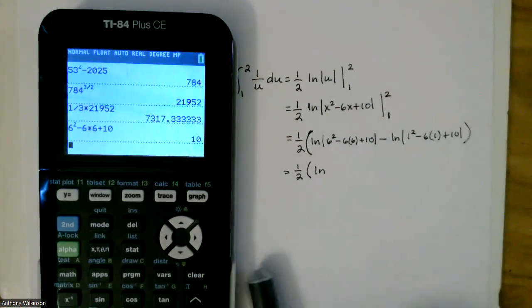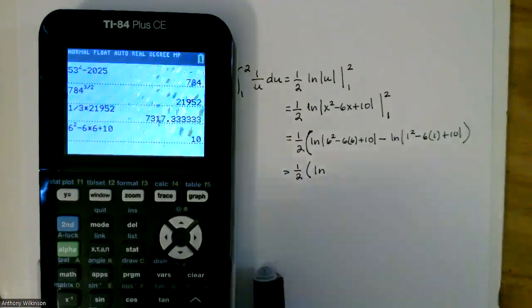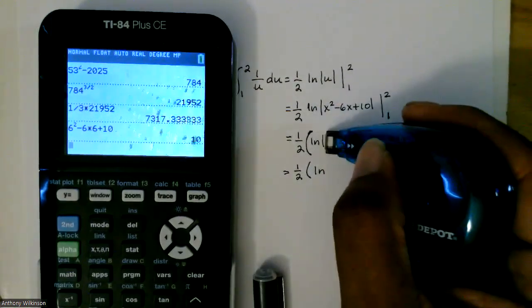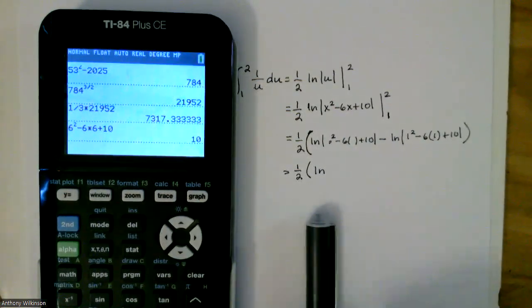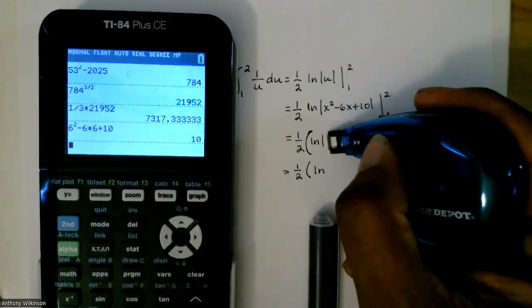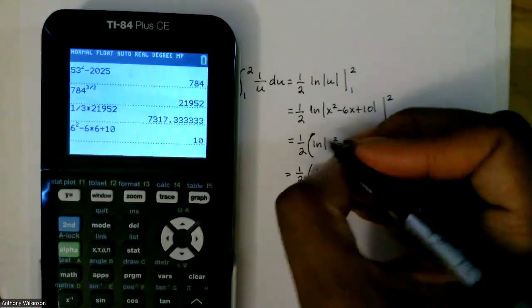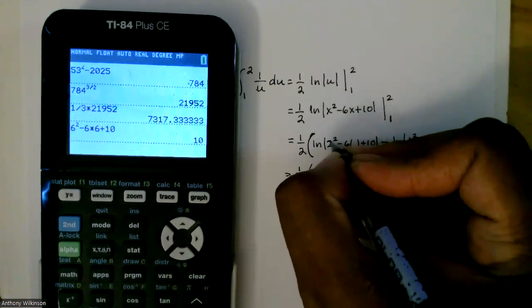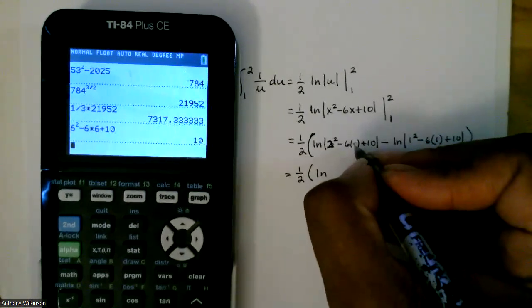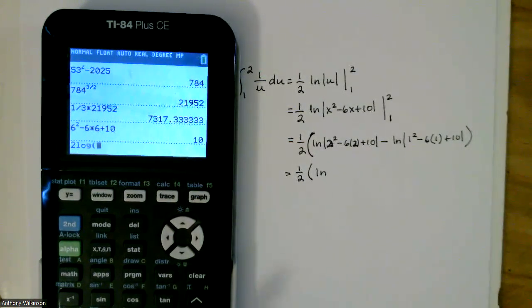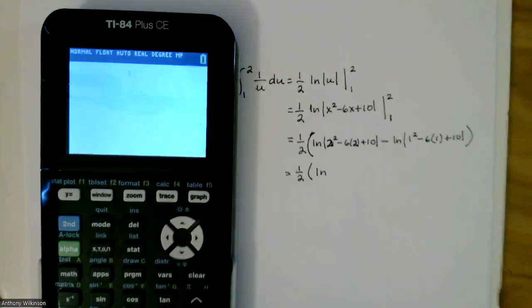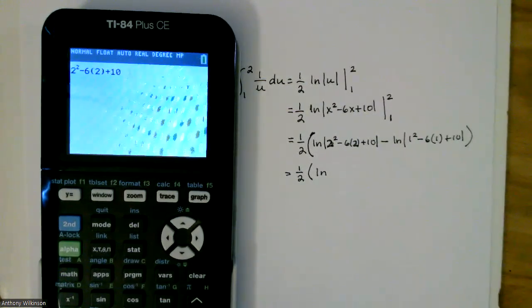Hold on. Where am I getting 6 from? This should be 2. The upper limit is 2. So it's 2 squared minus 6 times 2 plus 10. That is a big mistake that I'm making here. Upper limit is 2, so it's 2 squared minus 6 times 2. So let me try that again. 2 squared minus 6 times 2 plus 10.